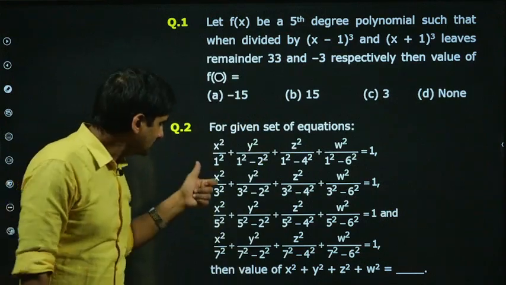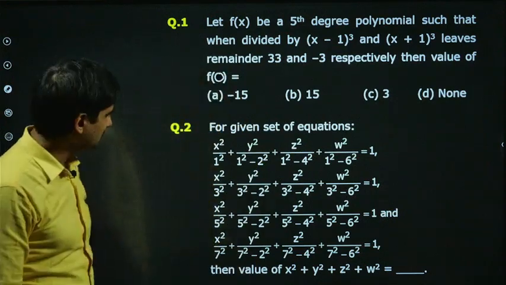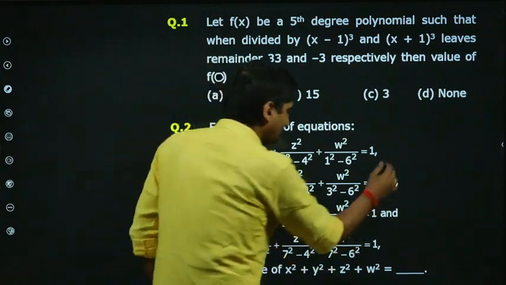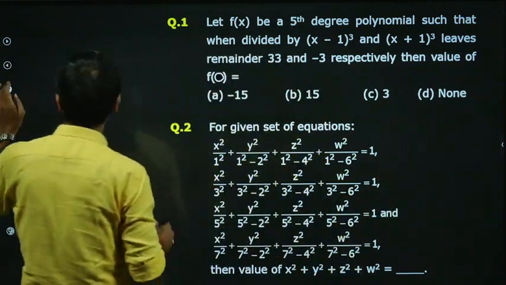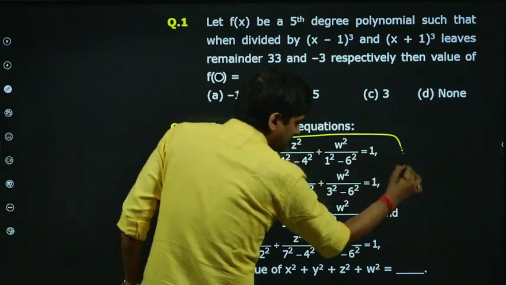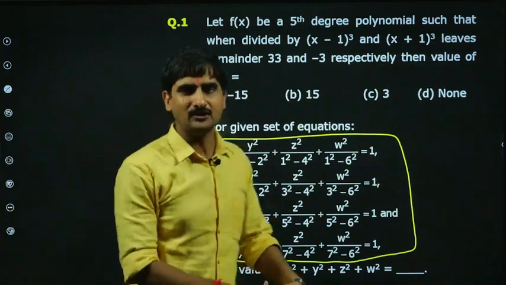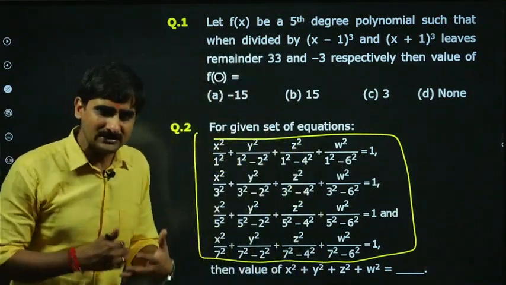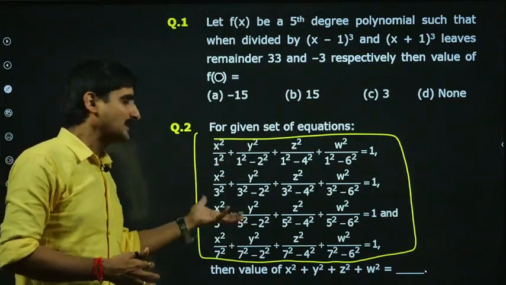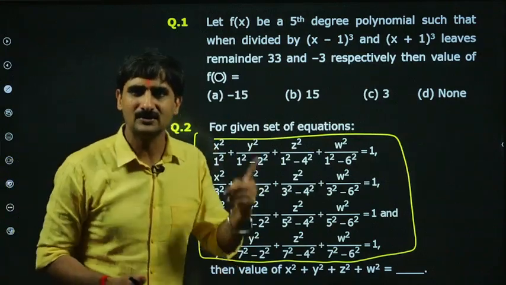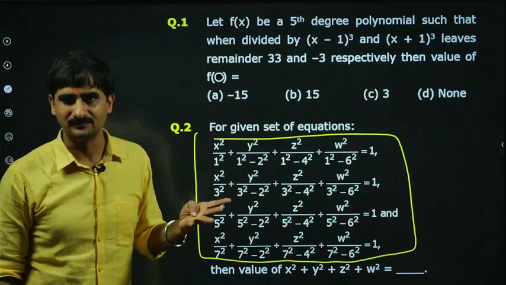So now moving to the solution of second question, bachcho. See, how will you look at these given pieces of information here? I mean, looking at these four equations, what is the first feeling? The first feeling is, of course, that there are four equations in four variables x, y, z, w.